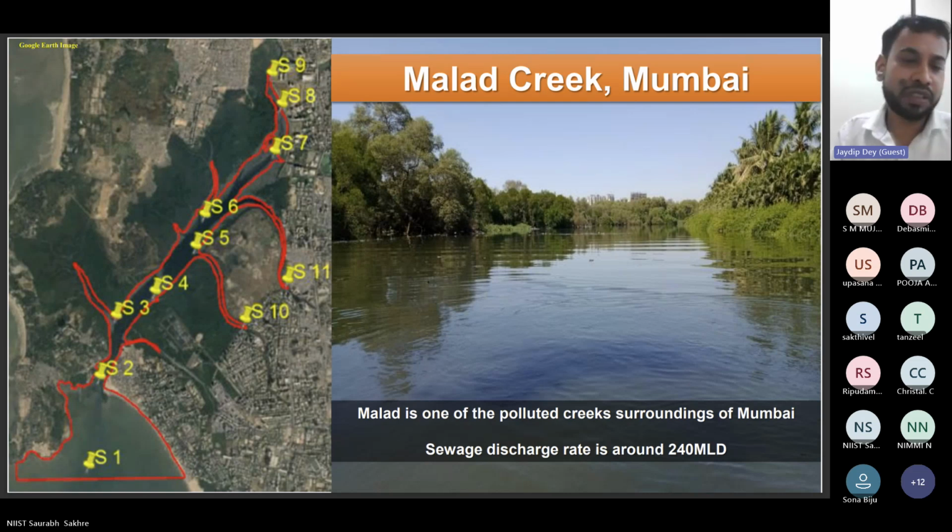So this is one of my study areas, Malad Creek, in Mumbai. It is one of the polluted creeks surrounding Mumbai, and the sewage disposal rate here is very high, that is 240 MLD. So these are my sampling locations. From here, I have collected data in different seasons, pre-monsoon and post-monsoon, for different years. I have collected data from this creek, the mouth of the creek, and adjoining drains.